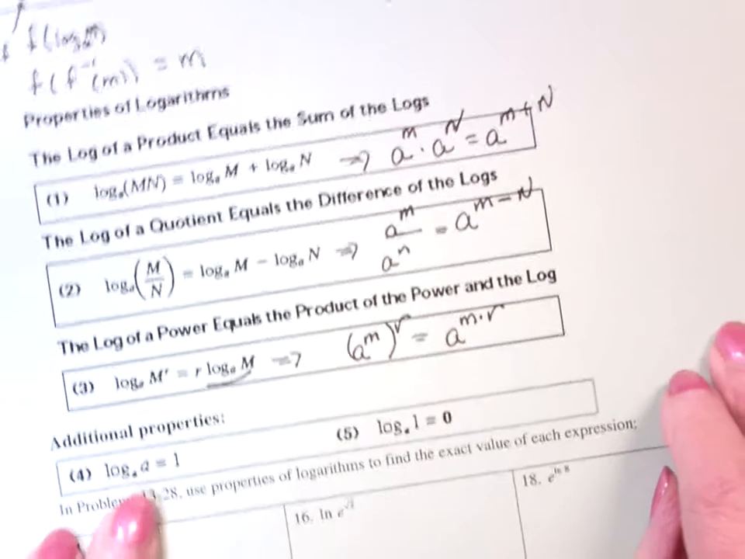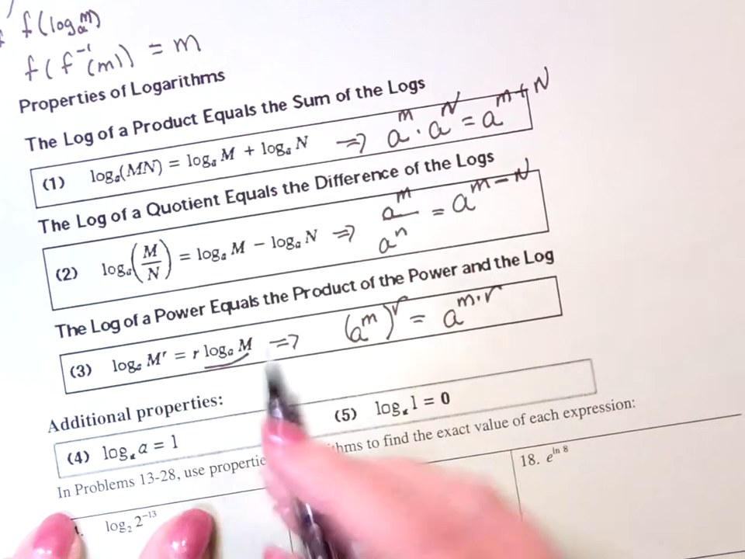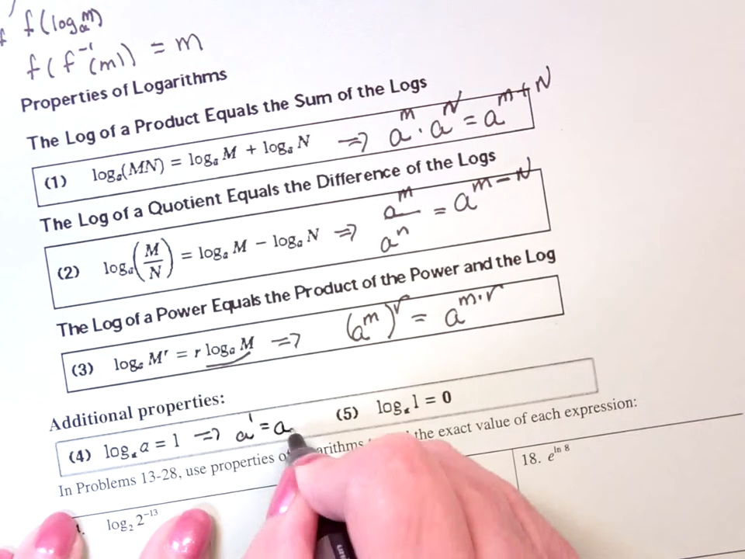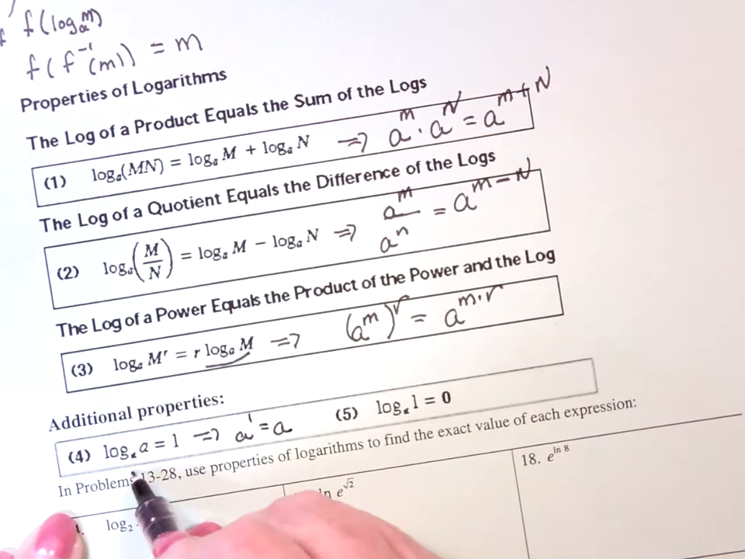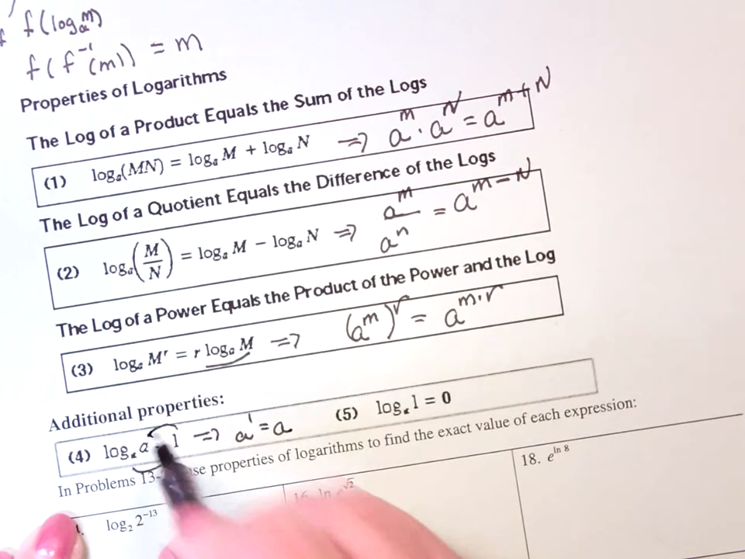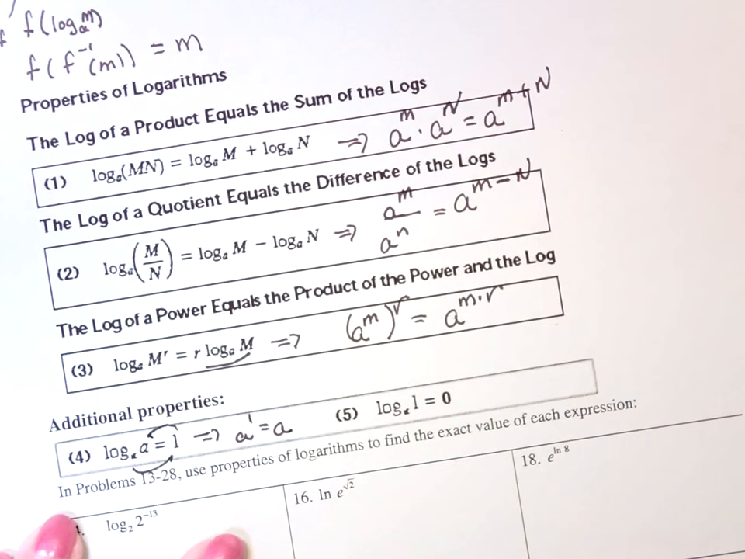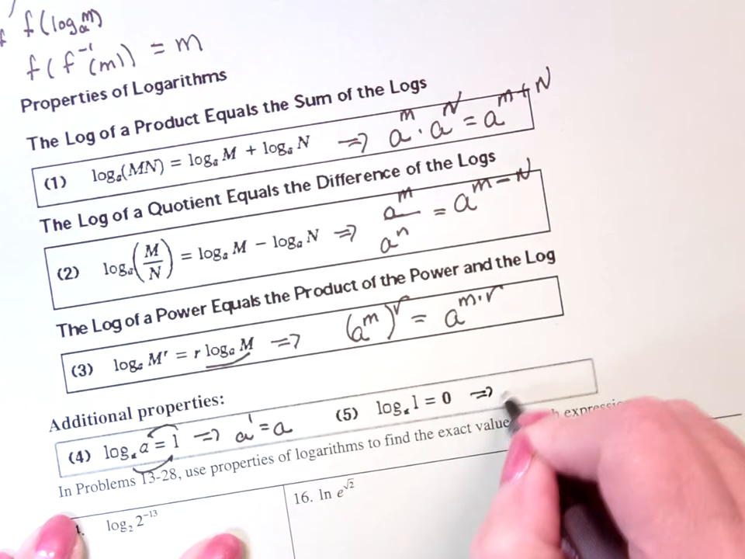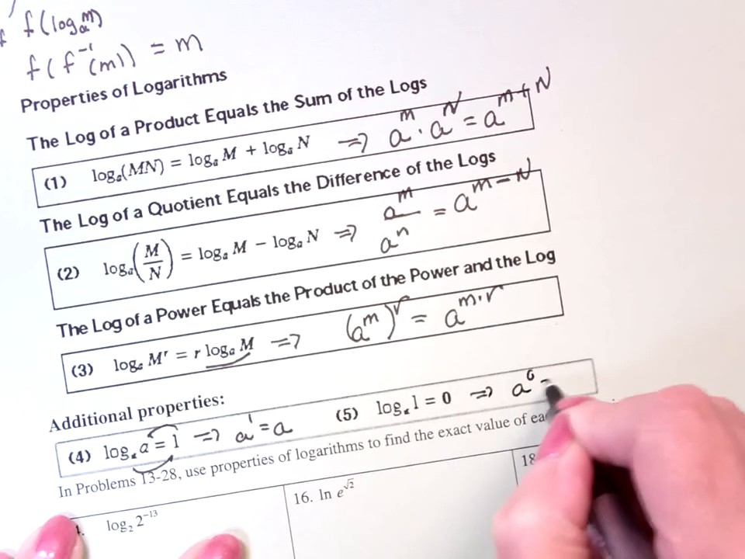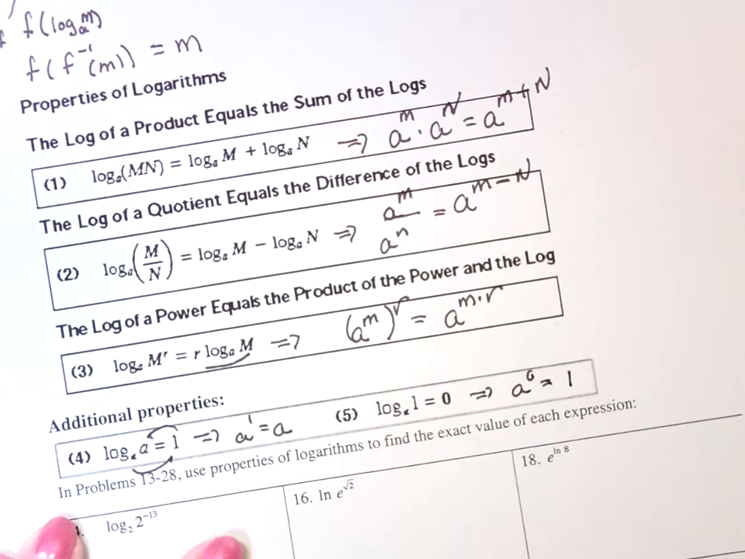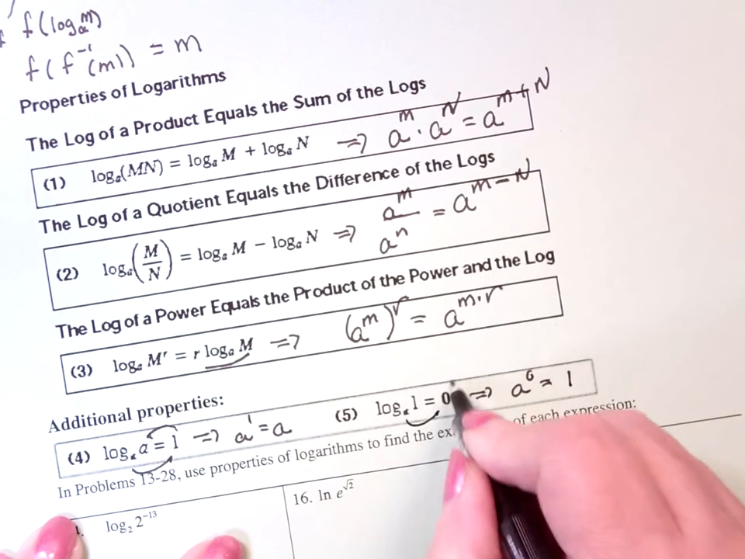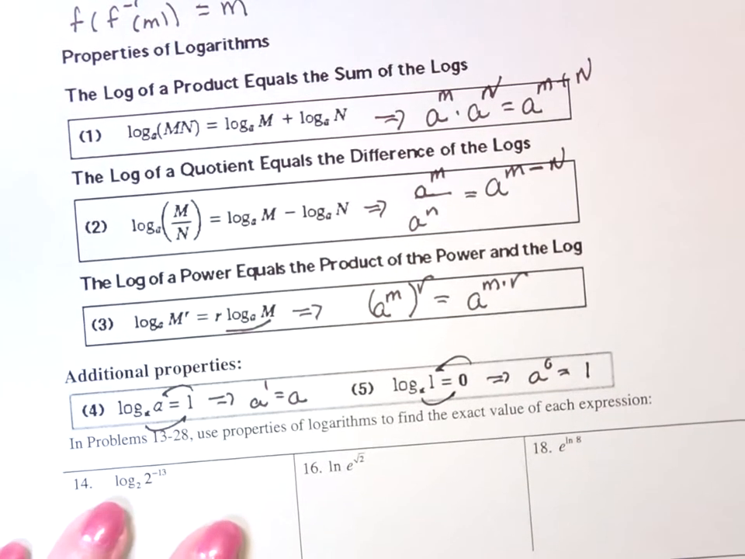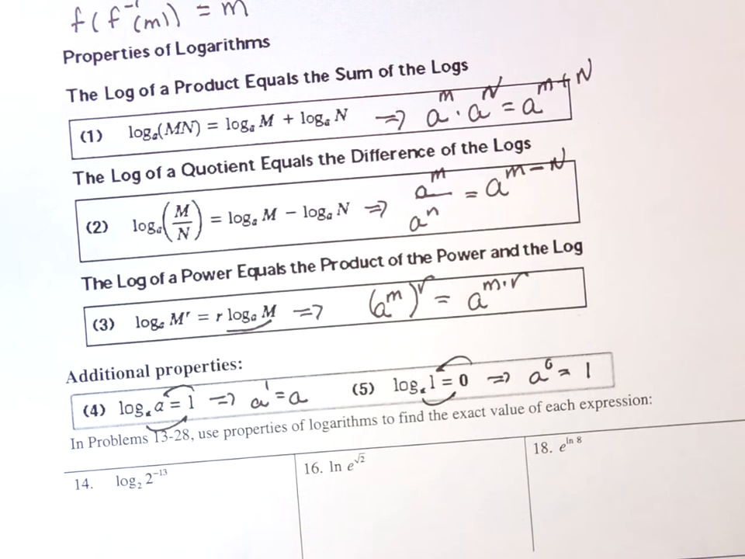Additional properties: log base a of a is 1, and this is because a to the 1 equals a. And all I did was rewrite this in exponential notation. And log base a of 1 is 0, and that's because a to the 0 equals 1. And again, I just rewrote this in exponential notation. So it's directly related to the properties of exponents, as it should be.